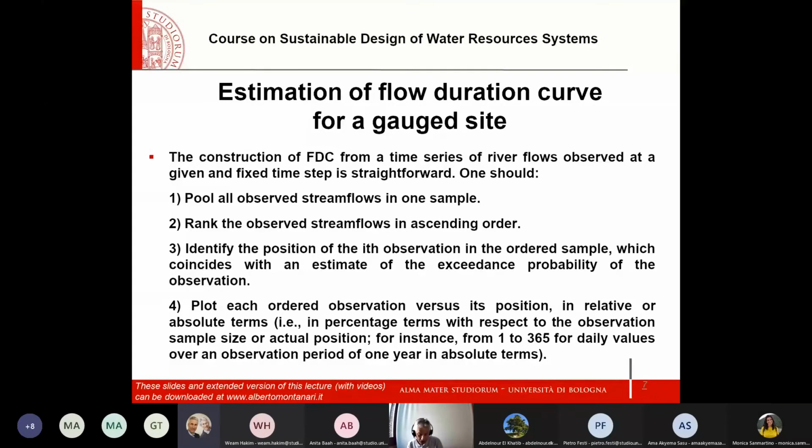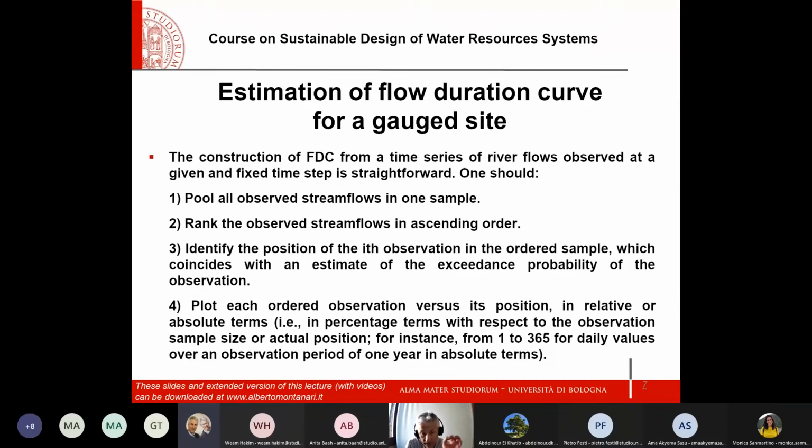So we have 10 years of observations, and we want to estimate the percentage of time during a year when a certain flow is equaled or exceeded. So again, you have two options. The first one is what you see here. Let me read the numbered items. Step 1, pool all observed streamflows in one sample. So you have 10 years. It means that you have 10 times 365 numbers. Actually, you have a bit more because there are leap years, but let's forget about the leap years. So you have 3,650 observations.